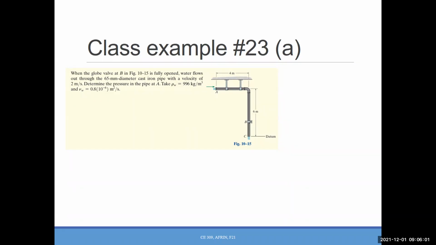Now, they didn't say anything about ignoring minor losses, so we need to check whether we need to calculate the minor losses or not. So let's write down all the given values first, and then we will decide how to work on the unknowns.